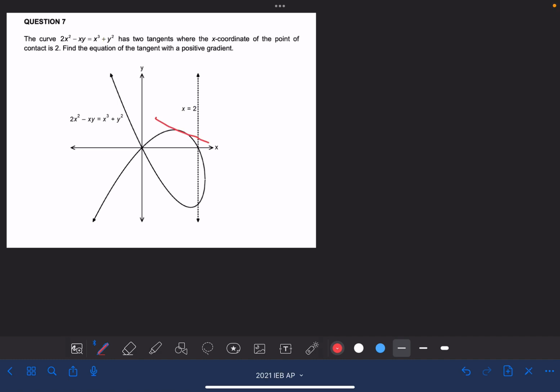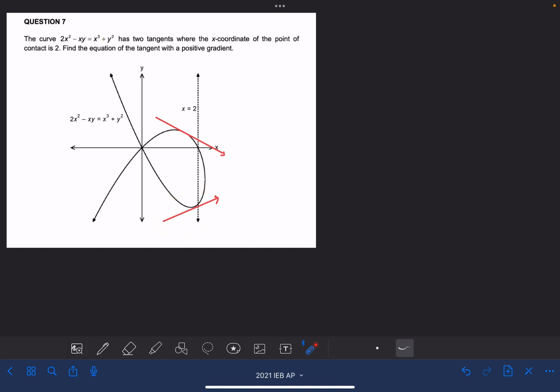Question 7 of paper 1 from the matric AP Maths paper deals with implicit differentiation. It's asking us to find the equation of this tangent, which points in the positive direction at the point x is equal to 2. So they're asking us to find the equation of this tangent.